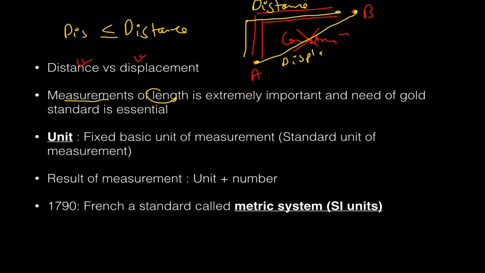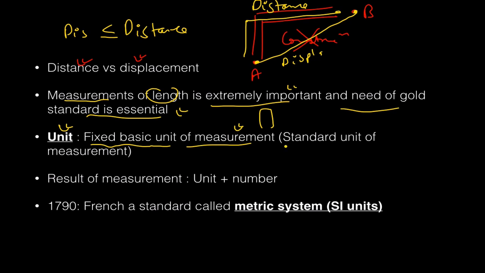Now measurement of length is extremely important and the need for a gold standard is essential. Earlier, people used to measure with their own foot, so someone's foot was bigger, someone's smaller. Obviously it depends from person to person. So in France someone's foot could be very big, on other continents not as much. Then a unit basically deals with a fixed basic unit of measurement. That is what we needed, a standard unit. And whenever we measure, let's say my weight is 70 kgs, so 70 is the number while kgs is the unit.